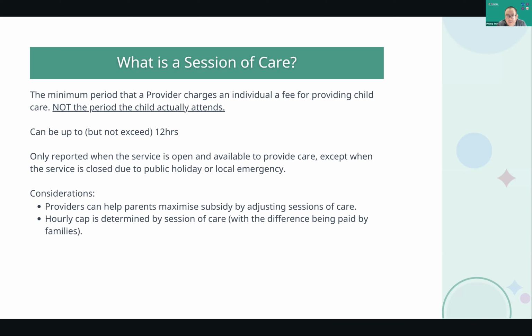If you put that family on a 10-hour session, that means their CCS per hour would be based on $15. Remember that the entitlement's only going to pay you based on the maximum hourly cap. So in this case, it'll be based on $13.73. The difference between $15 per hour and $13.73, or the $1.27, is an out-of-pocket expense for the family that they would have to pay for every hour within their session of care, right?